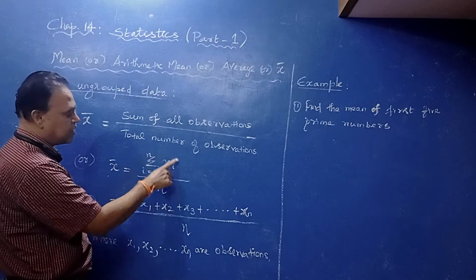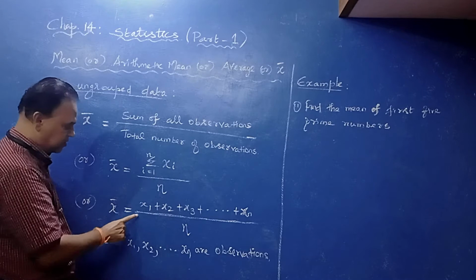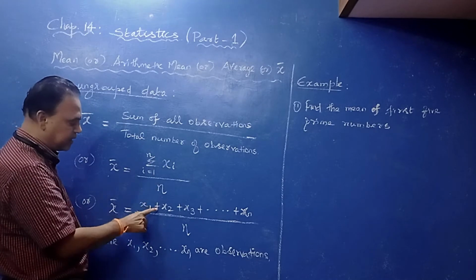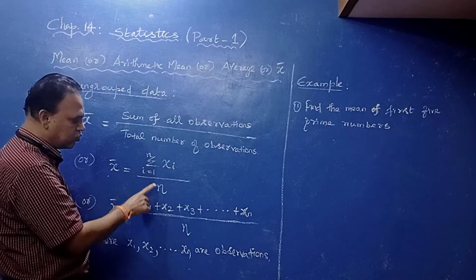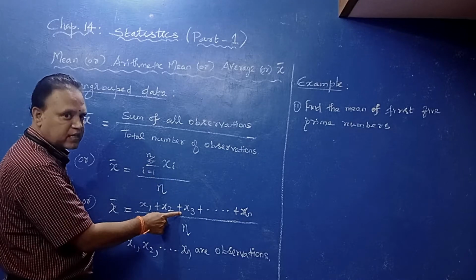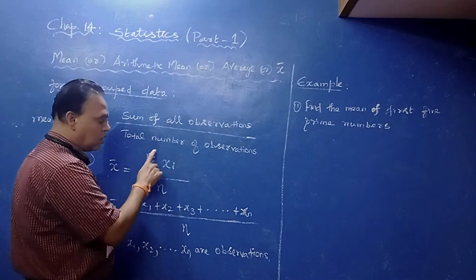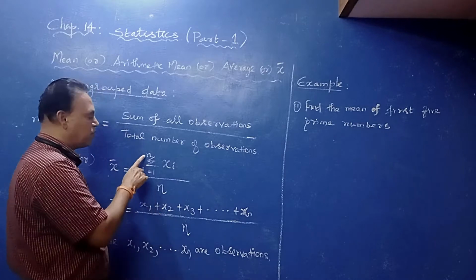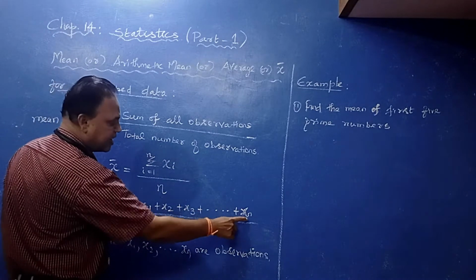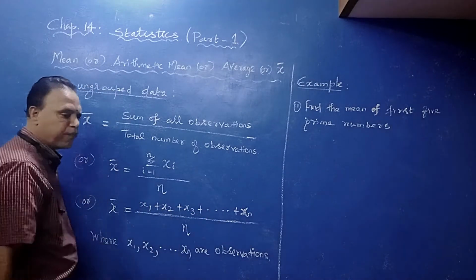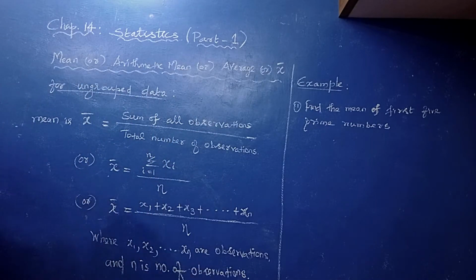When i gets 1, we get x1. Sigma means summation operation, sum means plus. When i gets 2, x2, then plus. When i gets 3, x3. When i gets 4, x4. Like this it will go on. When i gets n, xn. Then divided by total number of observations. How many are there? n observations. So divided by n. n is the number of observations.